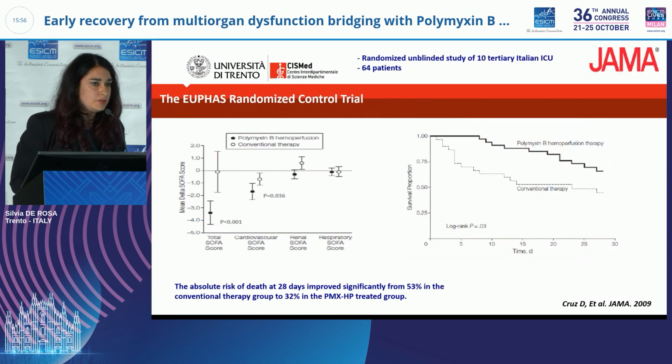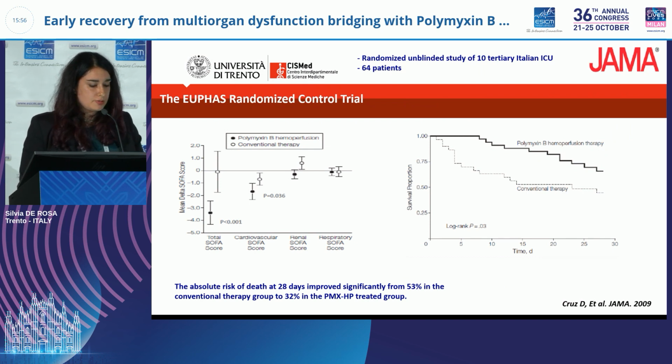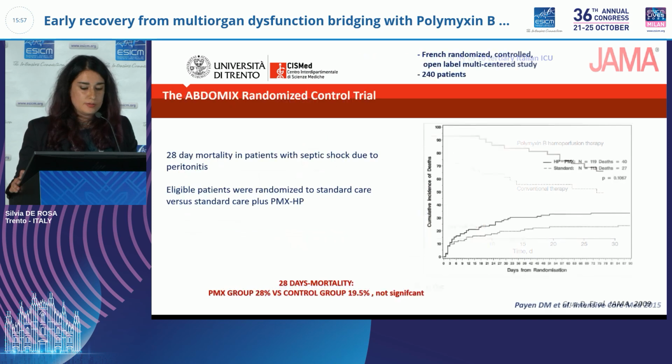So what we have in the literature, I think all of us know these studies, but just to make a recap. We have the EUPHAS randomized controlled trial that was performed in Italy, 64 patients, on the use of polymyxin B hemoperfusion. These were patients with abdominal septic shock versus conventional therapy, and the absolute risk at 28 days improved significantly from 53% in the conventional group to 32% in the PMX-HP treated group. But in these patients, endotoxin activity was not measured.